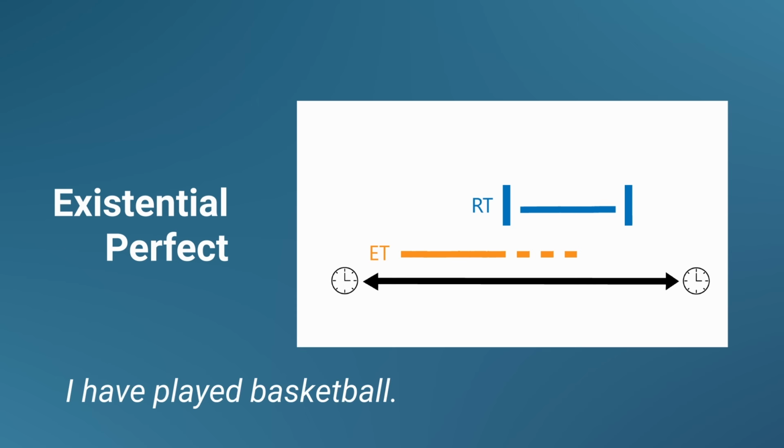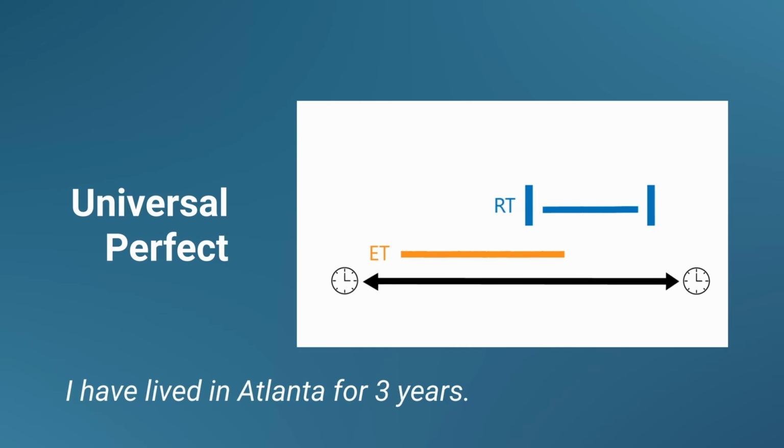Events without natural endpoints typically get this reading, such as, "I have played basketball." There is no natural endpoint to playing basketball. So we interpret this sentence to mean that there exists a time before the present in which I played basketball. States can be interpreted existentially as well, but the universal perfect reading is also available, such as, "I have lived in Atlanta for 3 years."